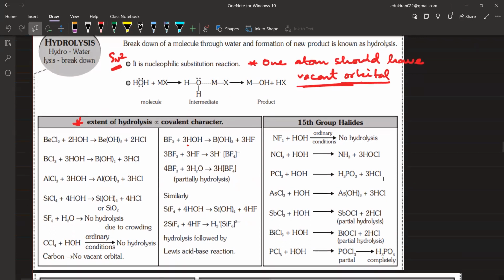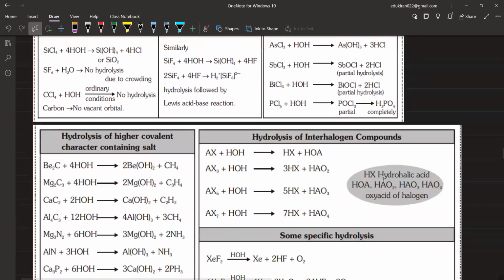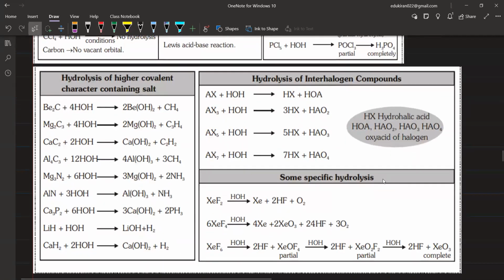ठीक है, I hope you have taken the screenshot. Now, hydrolysis of higher covalent compounds. In these cases also, what you can see again, जहाँ पे वेकेंट ऑर्बिटल है वहीं पे जाके ऑक्सीजन अटैक करेगा. You have beryllium. Beryllium तो आपका ग्रुप 2 एलिमेंट है, राइट.